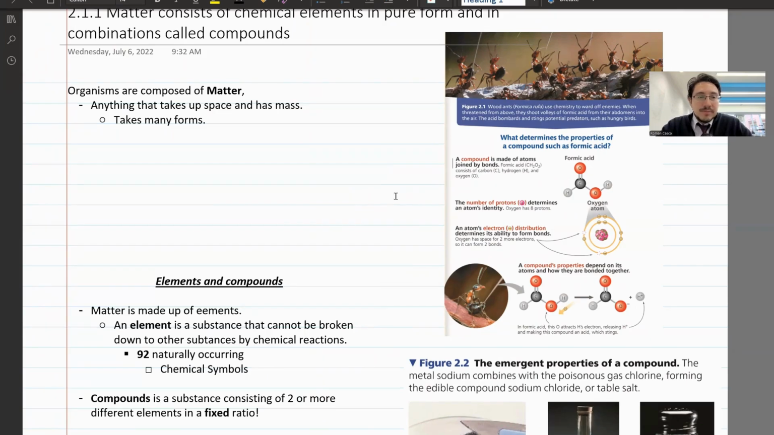Okay, so to begin, organisms are composed of matter. This whole physical world is composed of matter, and matter is anything that takes up space and has mass, and as we all visually see, has a variety of forms. But ultimately, any type of matter is made up of elements, and these elements are interacting together in different forms to create compounds.